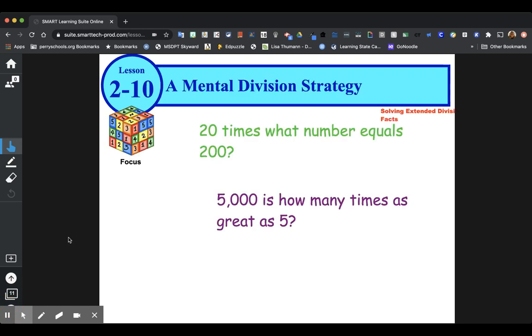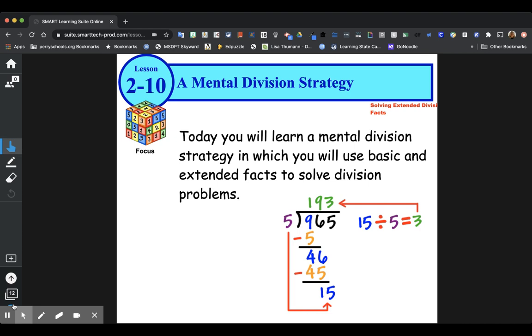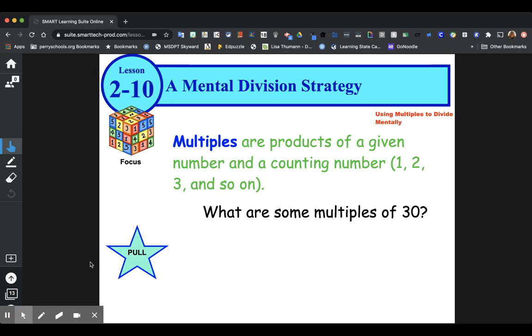We're going to skip through this slide. So we're going to learn a mental division strategy in which we use those basic and extended facts to solve larger division problems. Here's an example of the way that we're eventually going to get to. We got 965 divided by 5. So you can take a look at that strategy, but we're going to use the mental division strategy today. Remember, multiples are products of a given number and a counting number: 1, 2, 3, 4, 5, and so on.